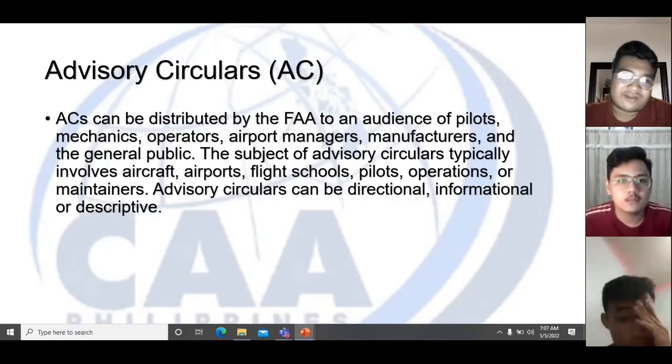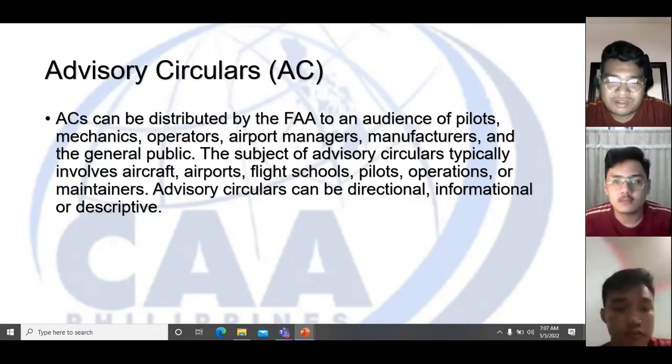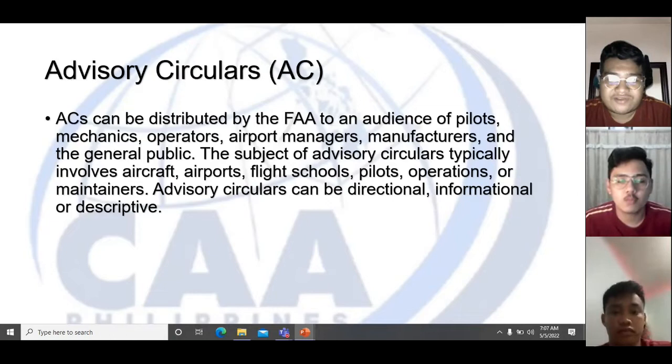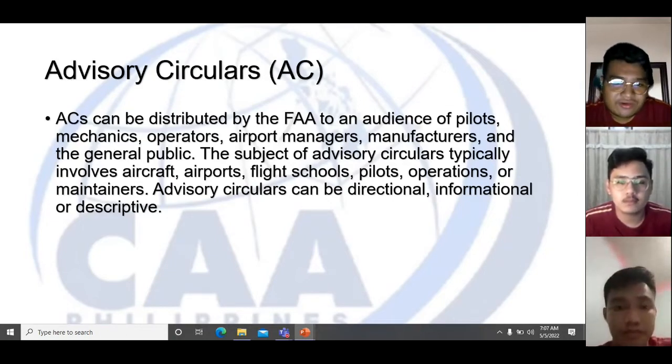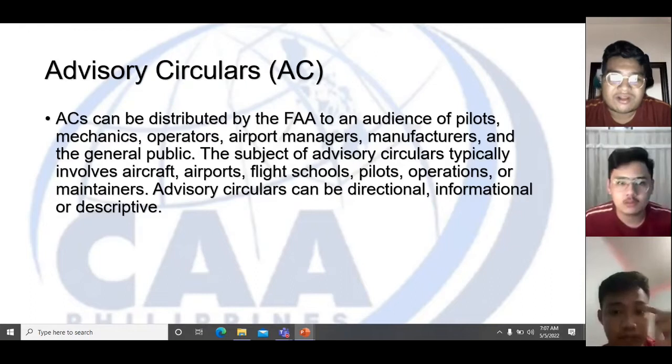Another on advisory circulars. ACs can be distributed by the FAA to an audience of pilots, mechanics, operators, airport managers, manufacturers, and the general public. The subject of advisory circulars typically involves aircraft, airports, flight schools, pilots, operators, or maintainers. Advisory circulars can be directional, informational, or descriptive. Next reporter, please.